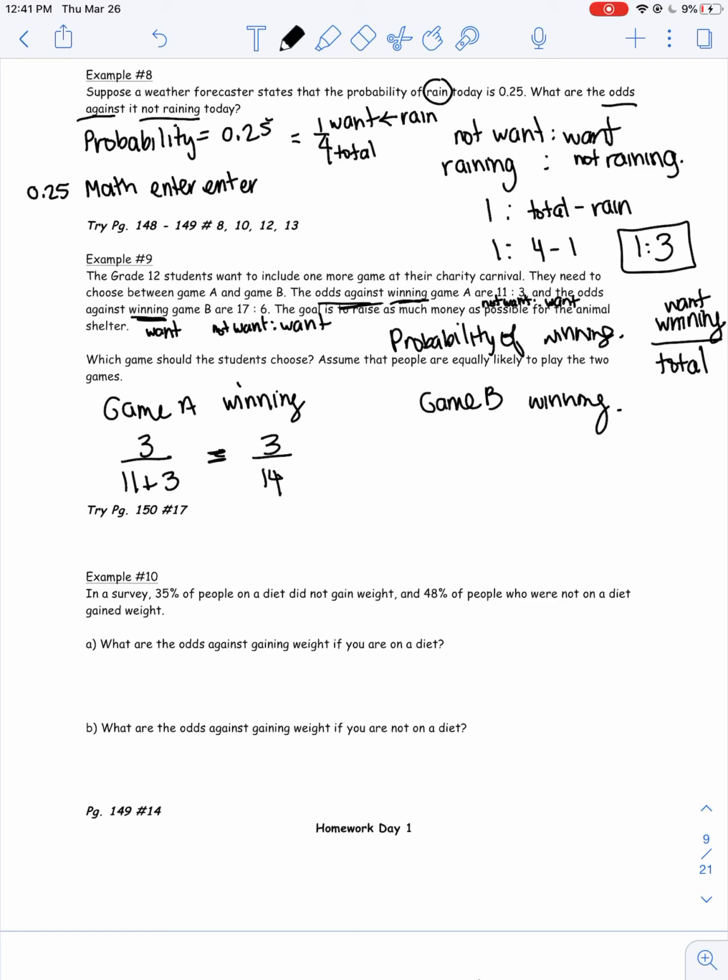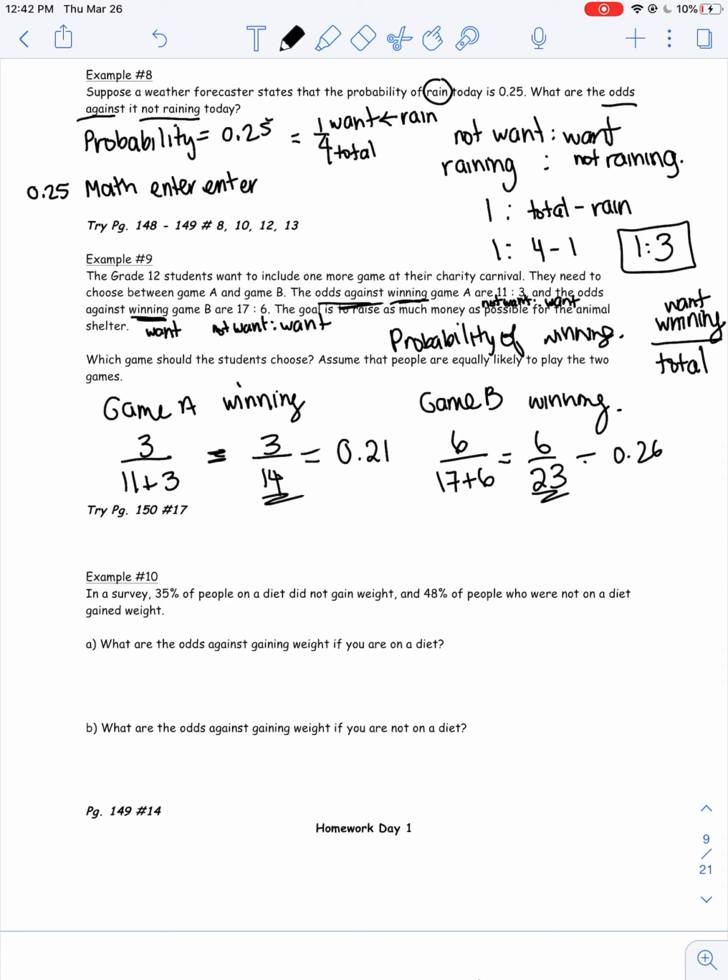Let's find out game B, the probability of winning. Game B, again, we know that the winning number is 6 because that's our want, over our total, adding 17 plus 6, and we get 23. So 6 over 23. Now, since they have different bottom numbers, we're going to have to divide them to really compare them. So in our calculators, you divide 3 divided by 14 and you should get 0.21 to the nearest hundredth. 6 divided by 23 is equal to 0.26.